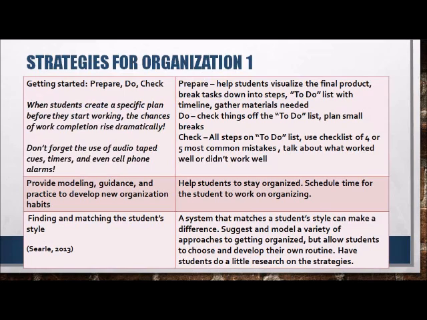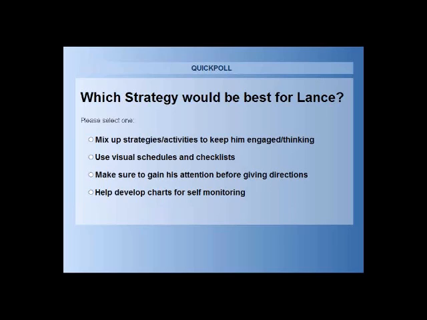And then I like this idea of not forgetting technology. Because sometimes audio tape cues or timers or cell phone alarms can work with some kids depending on their age and the appropriateness. And then it's a reminder to provide modeling and guidance and practice to help them with these new organization habits. Schedule a time where they work on organizing. We're going to talk about some ideas with that in a minute. And then if you can, involve the student. Maybe have several different ways of organizing information, or their notebook or their list of things to do, and let them be involved, because they're finding now that kids who have a choice in some of the tools they use are more likely to use them on their own.